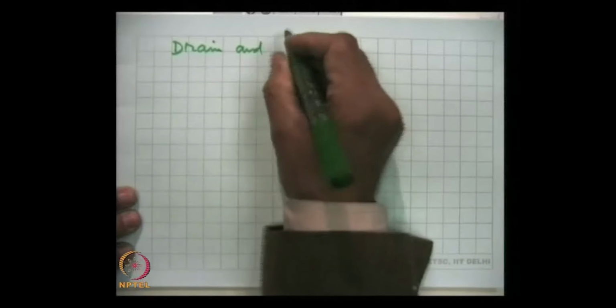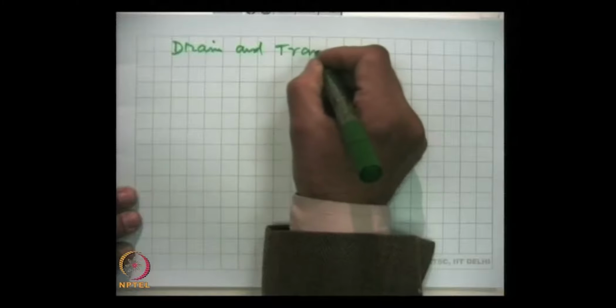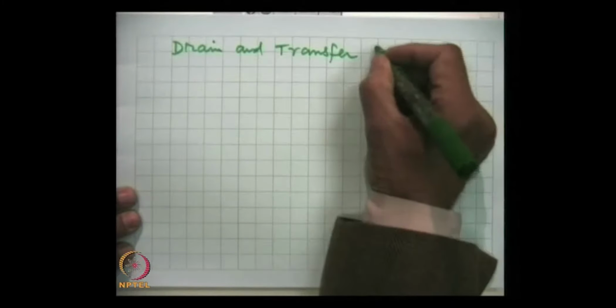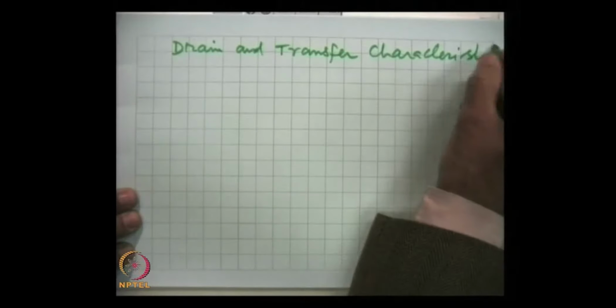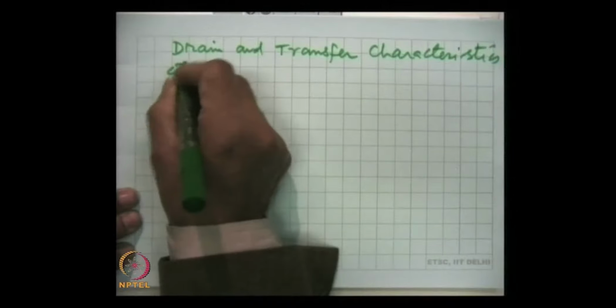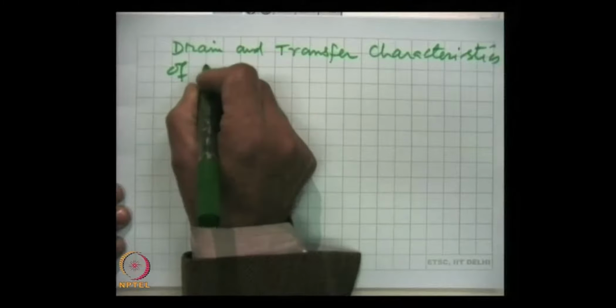Now, we are in a position to talk about the drain and transfer characteristics of the depletion MOSFET, which we may write as D MOSFET as well. So, drain and transfer characteristics of D MOSFET.